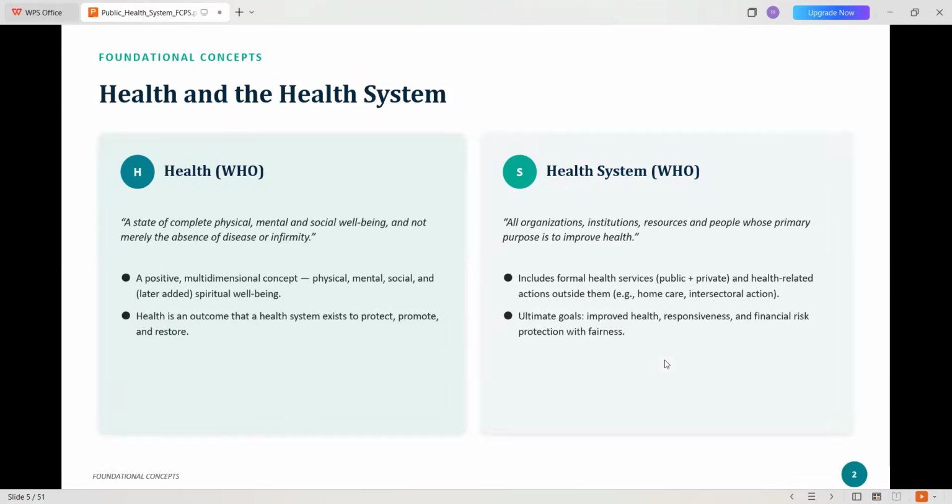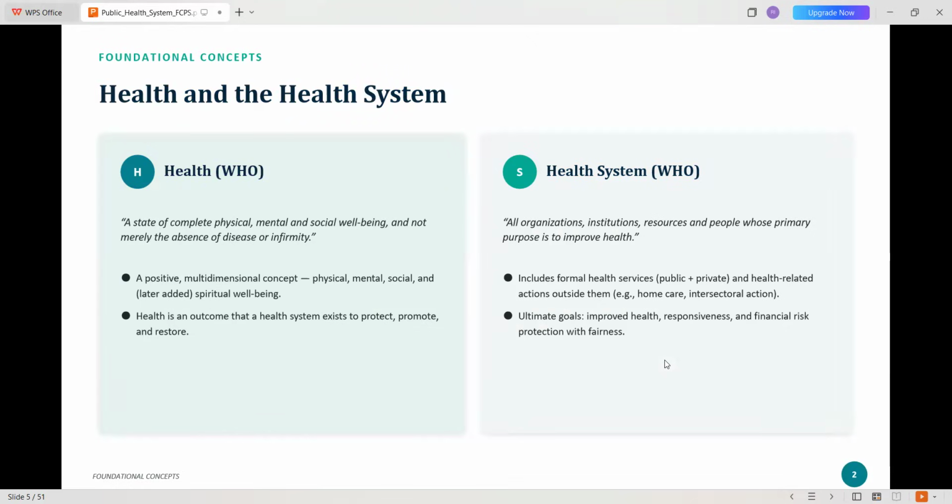So, first of all, definition of health according to WHO: a state of complete physical, mental, and social well-being, and not merely the absence of disease or infirmity. So, a positive multidimensional concept: physical, mental, social, and spiritual well-being. Health is the outcome that a health system exists to protect, promote, and restore.